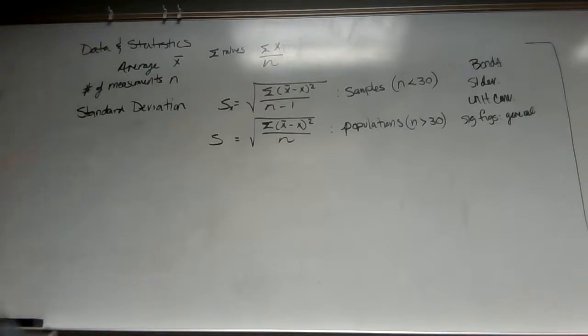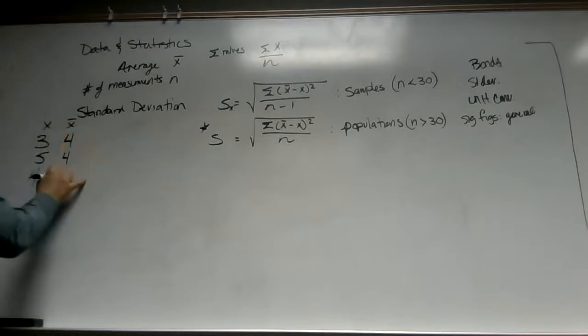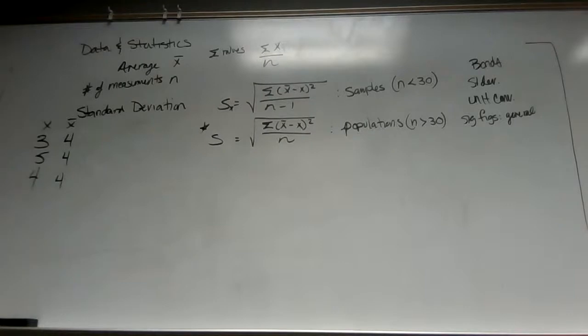Okay. Let's say we have three values, 3, 5, and 4. And we'll do this one. So this would be our x. What is our average? Four. So on paper, it's easy to do sort of chart work of it. So we have our x and our x bar.